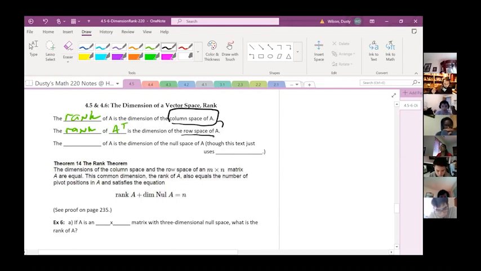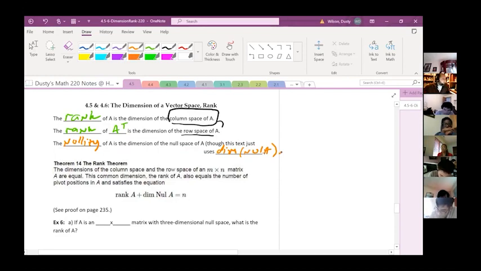What do we call the dimension of the null space? We call that one the nullity. Thank you, Abed, Ryan, Gerlin, Abe. And I think this book is just using the dimension of the null space of A. It's kind of like whatever floats your boat.